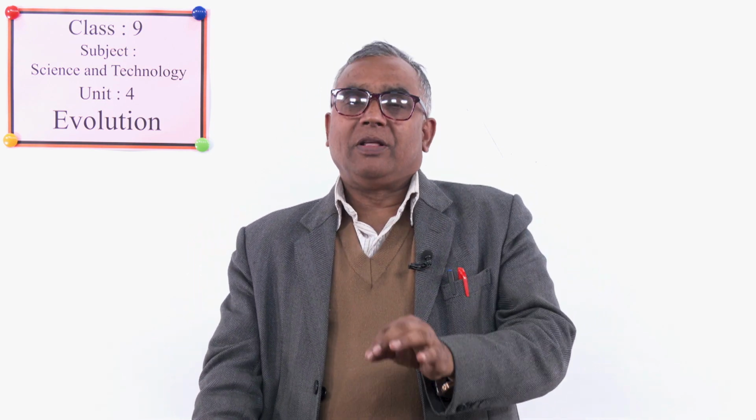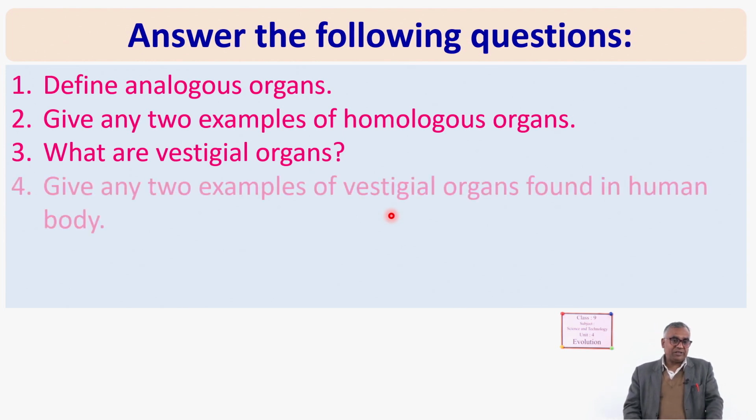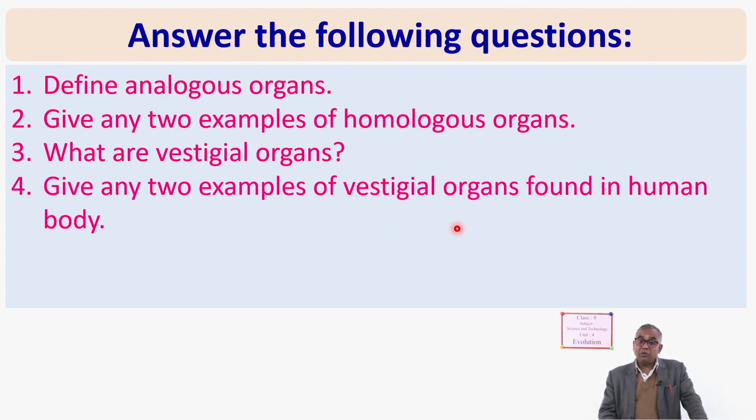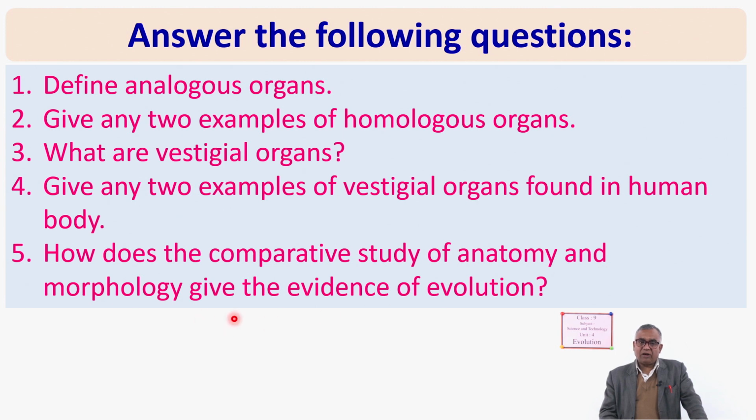Now, what have you learnt till now? Till now, we have discussed only the evidences from homologous organs, analogous organs, and vestigial organs. Yes. So, define analogous organs. Can you define? Yes. Next question. Give any two examples of homologous organs. Can be given. Yes. What are vestigial organs? Yes, those organs which are disappearing from our body due to their no function. Give any two examples of vestigial organs found in the human body, because we have discussed only human. And how does the comparative study of anatomy and morphology give evidence of evolution? So, in this question, you have to mention all the three in short. Yes. Okay. After that, let's see other evidences.